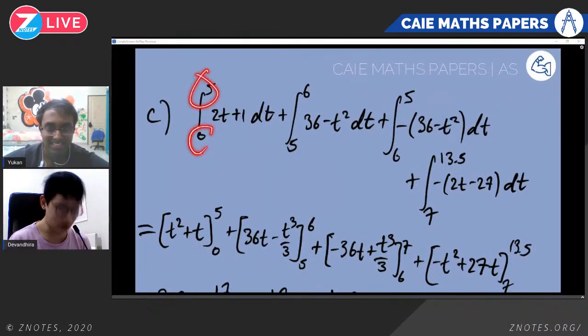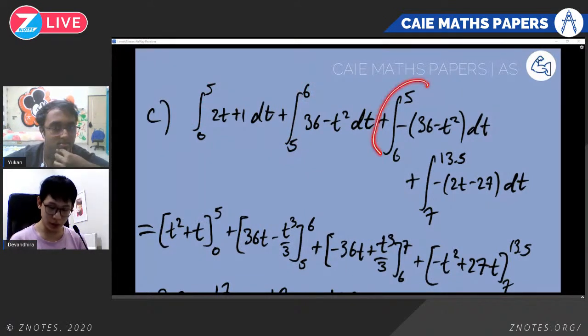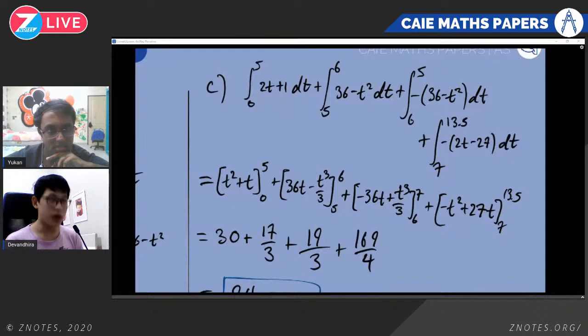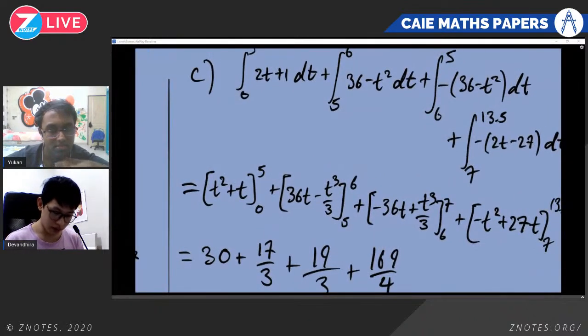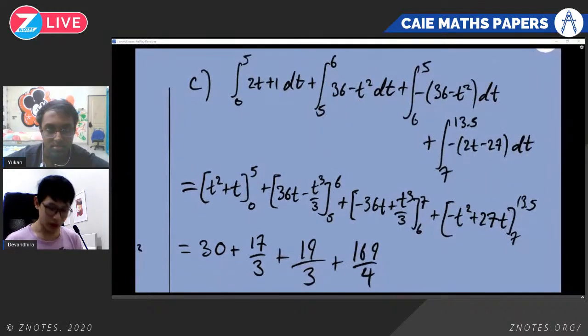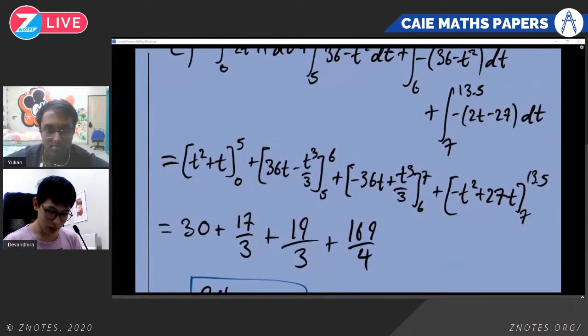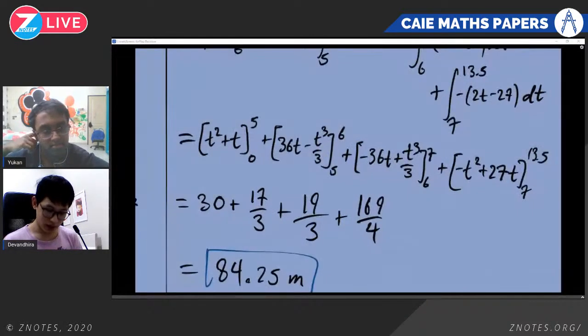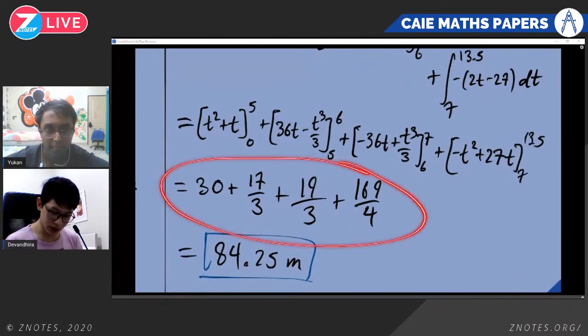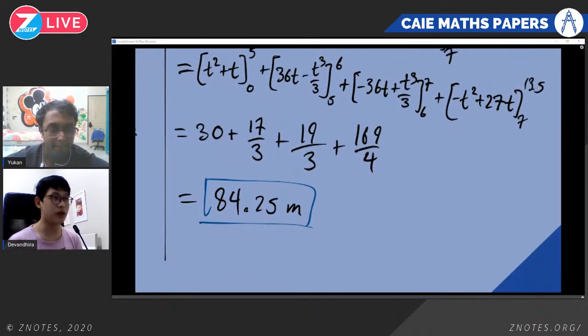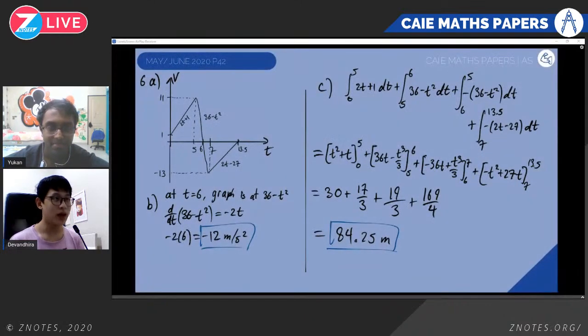We have from 0 to 5, of course, then 5 to 6. And remember, because this part will be negative, I have multiplied by negative here to make it positive. Same thing for the other one. So you can evaluate this on your own. Integral of 2t is just t squared, and so on. Then putting all the limits of integration right here. At the end, you can simplify and you'll get this. And your answer should be 84.25 meters. Is it correct, Ethan? Yep. Is there anything else?